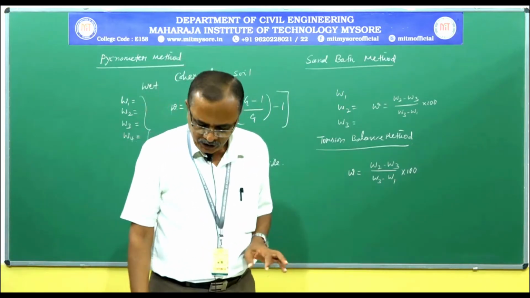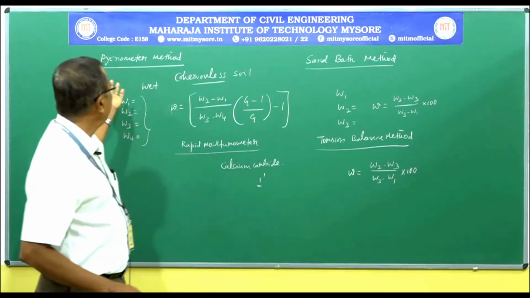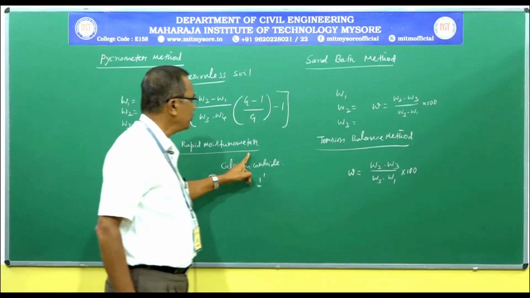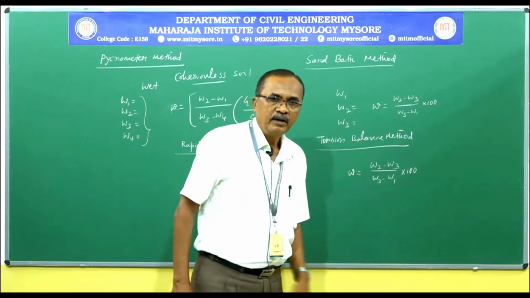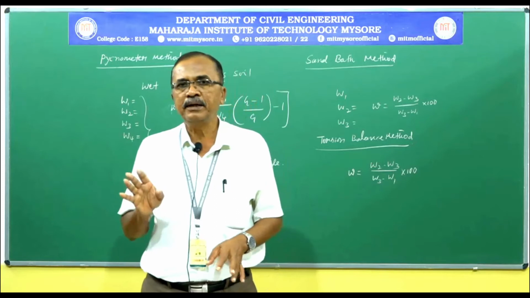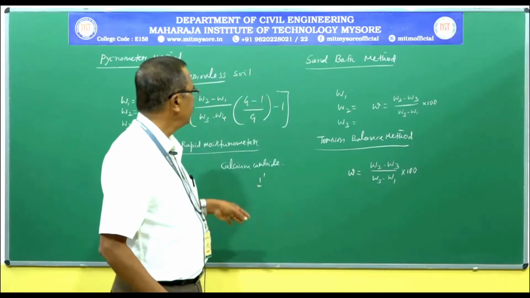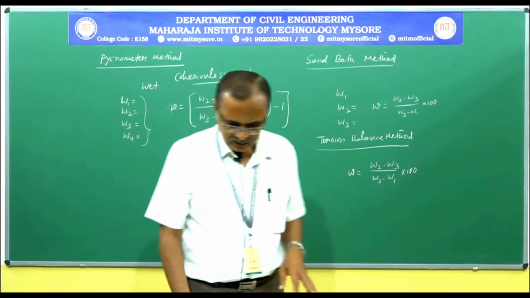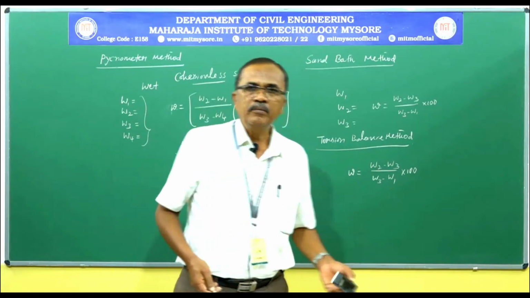So like this, we can determine moisture content by using these 5 methods, namely oven dry method, pycnometer method, sand bath method, rapid moisturometer method, and torsion balance method. Of all these methods, the oven dry method is the easiest, simplest and most accurate, and it is applicable for all practical purposes. So, this is about moisture content.